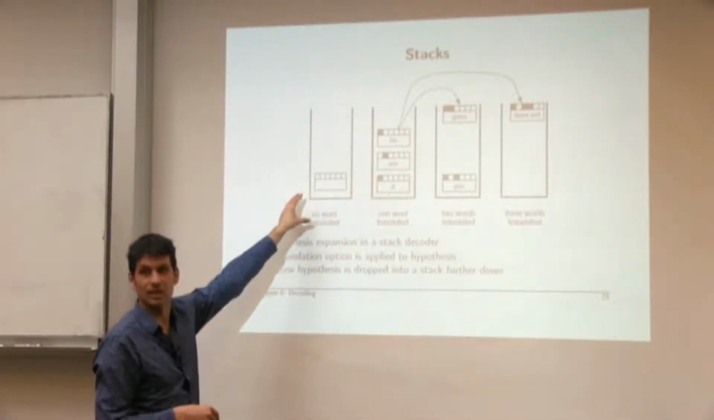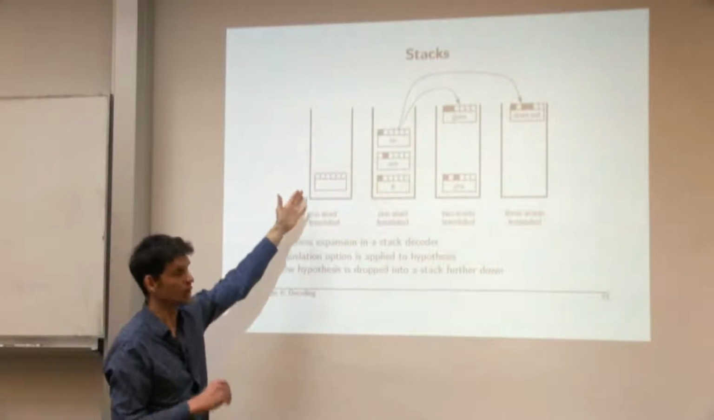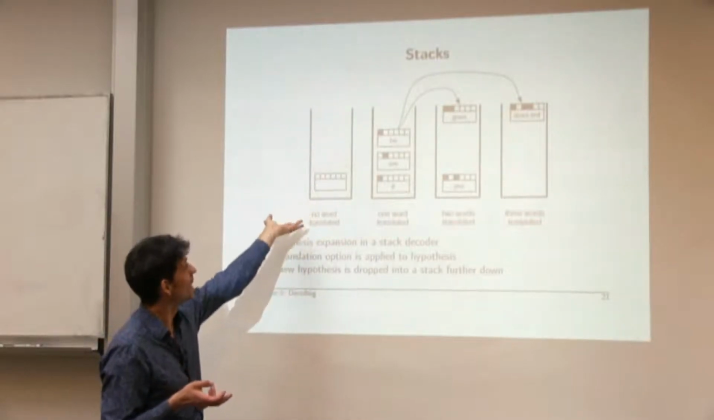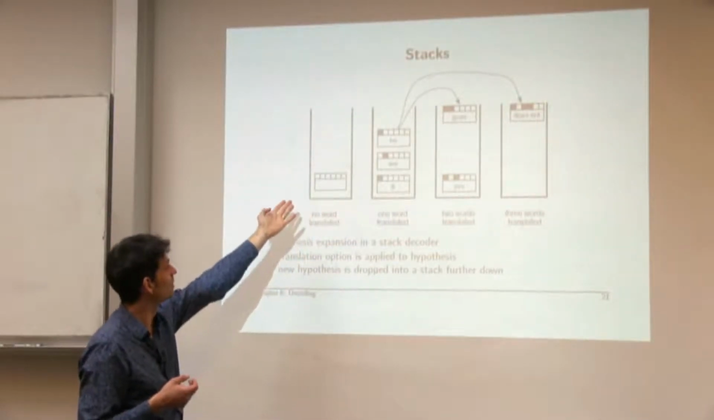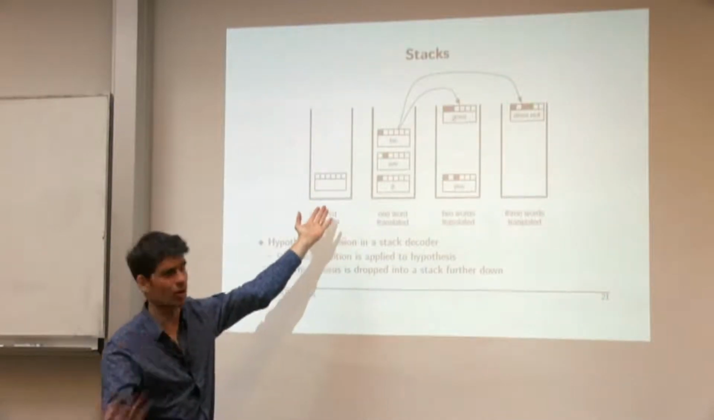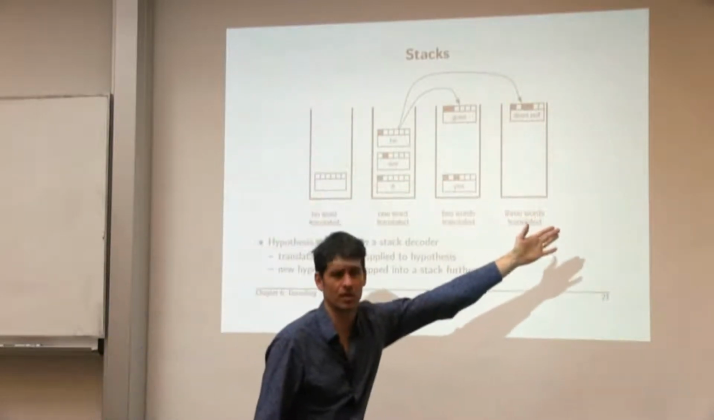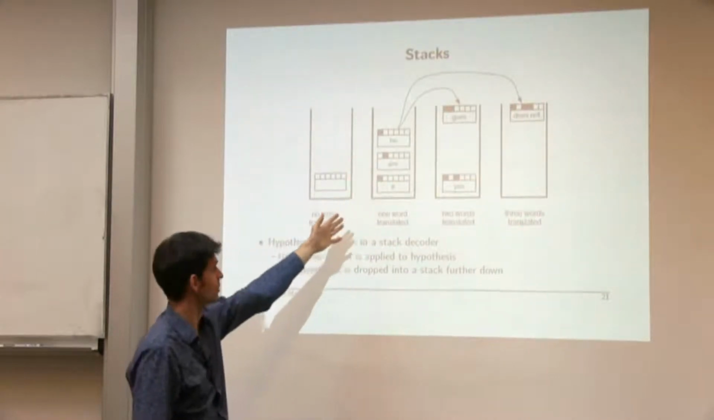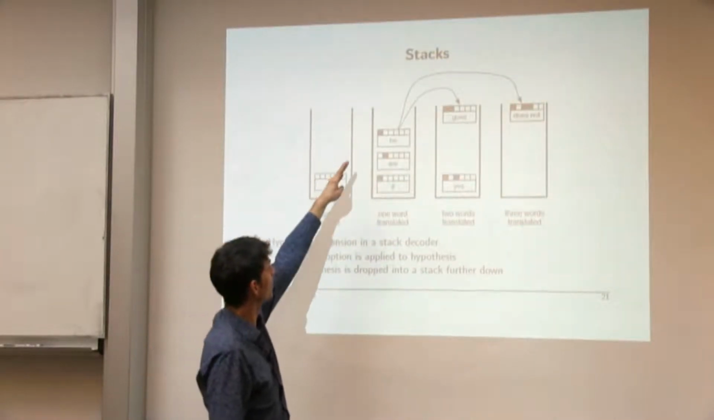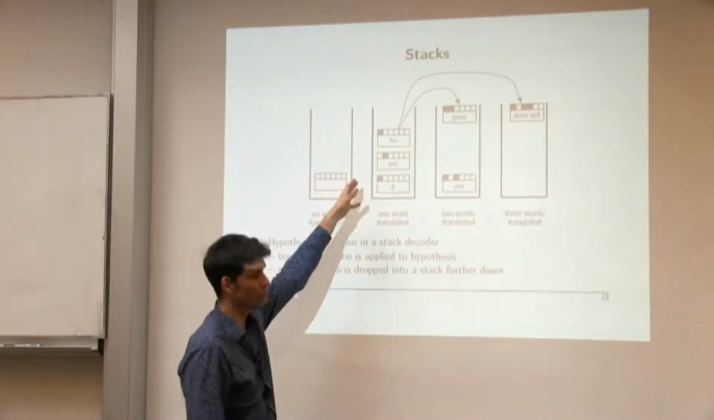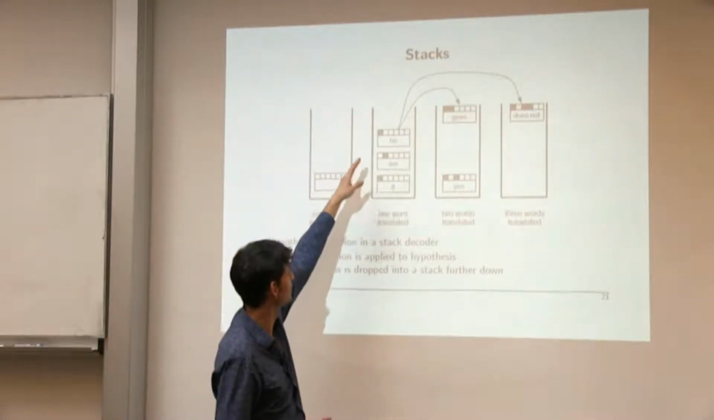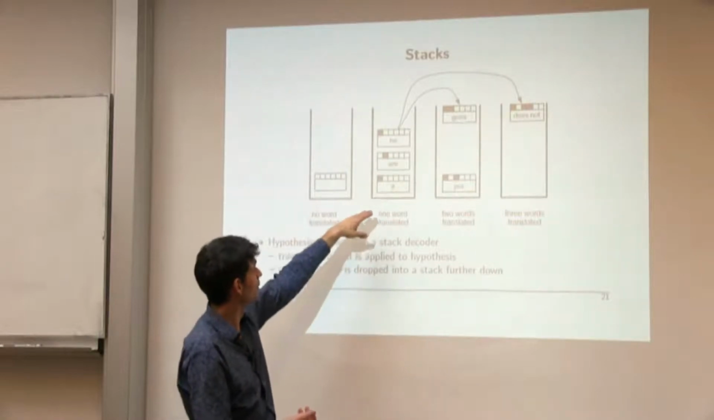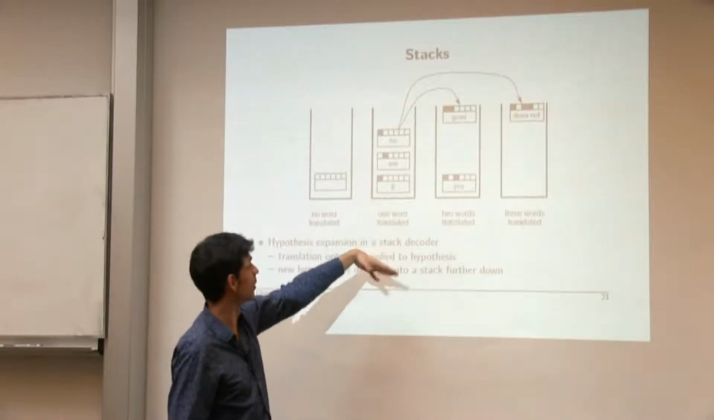So at the beginning, we know that the first stack contained only the empty hypothesis. We expanded. Some of these expansions maybe have covered the whole sentence, so they move directly to stack number 10. Some covered only 1 word, so we have all 1-word translations. If there are more possible expansions of the first hypothesis than the stack limit, then all the lower scoring ones are discarded.